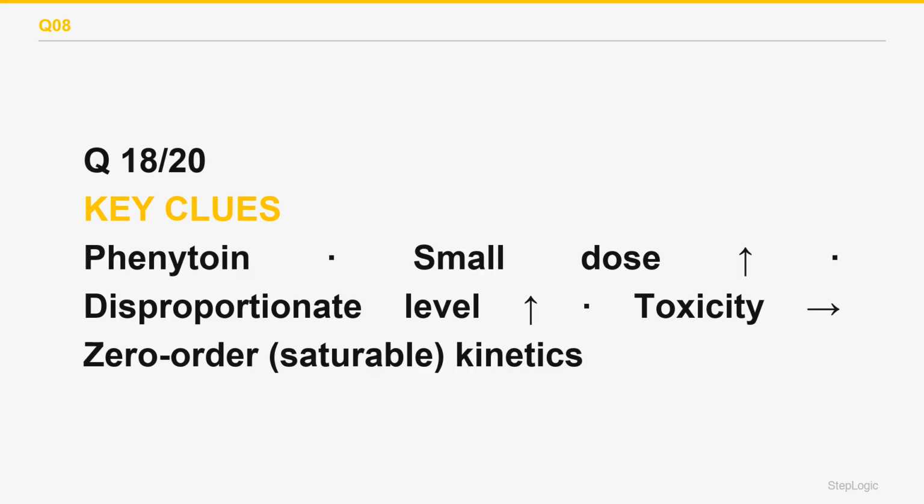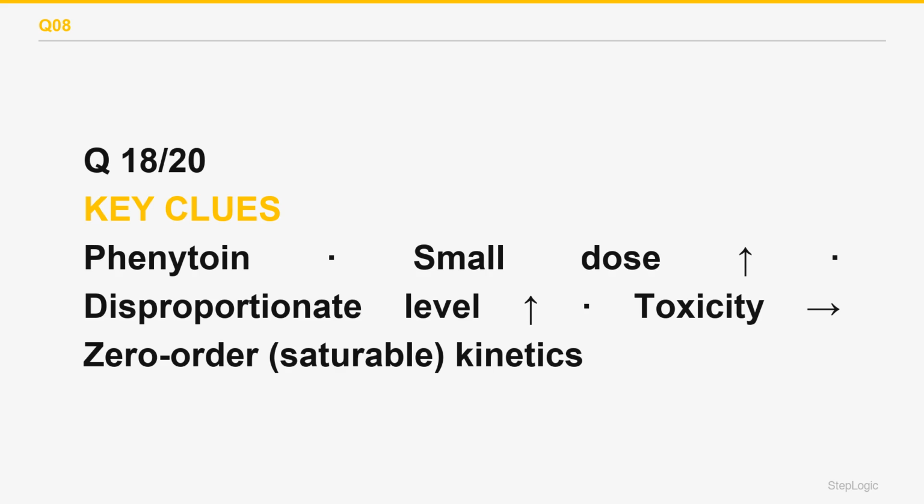Phenytoin exhibits zero order elimination kinetics at therapeutic concentrations. The enzymes that metabolize it become saturated at clinically used doses, so a constant amount of drug is eliminated per unit time, regardless of concentration, not a constant fraction. Once the metabolic capacity is maxed out, even a small increase in dose overwhelms the system, and the serum level rises disproportionately and unpredictably, quickly entering the toxic range.